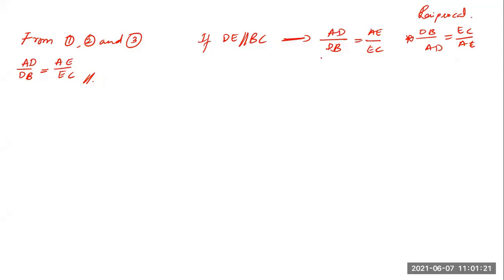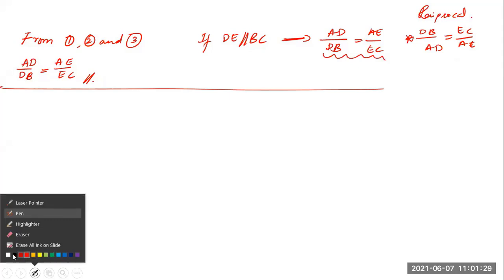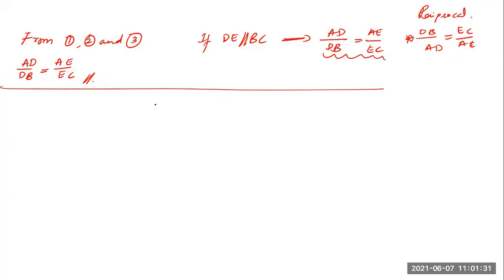So from this, we'll make another two ratios. Just I will explain you here. We need to consider this AD by DB is equal to AE by EC. So both sides I will add 1. It will become AD by DB plus 1 is equal to AE by EC plus 1. So both sides I am adding 1.